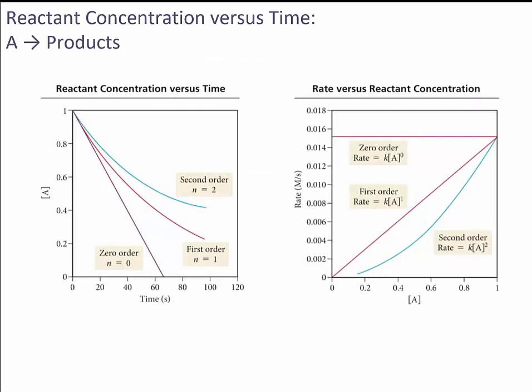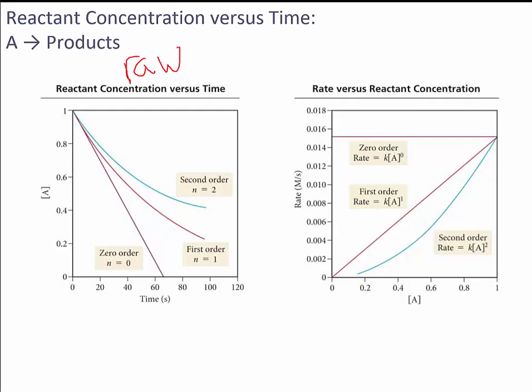Those are things that have to be experimentally determined. Section 11.3, determining the form of the rate law. So if we've got different reaction rates, the three most important ones are going to be 0th order, 1st order, and 2nd order. And what I've got here is a plot of reactant concentration versus time.